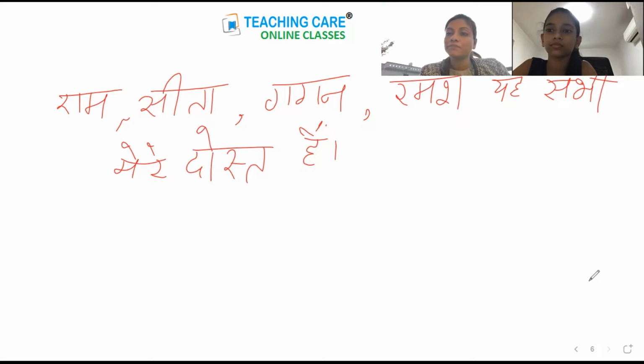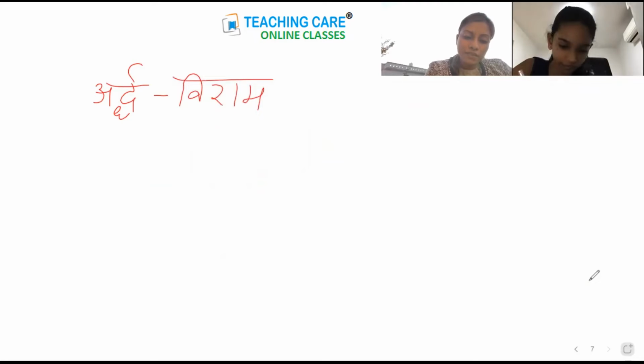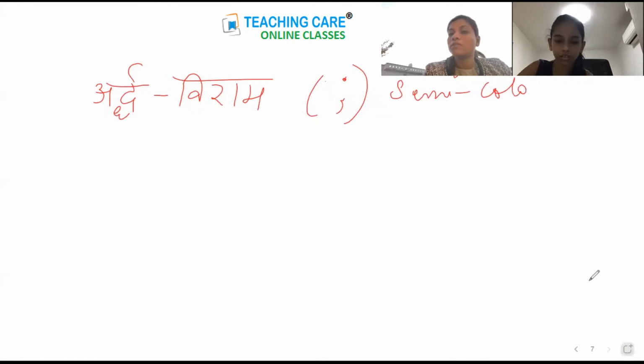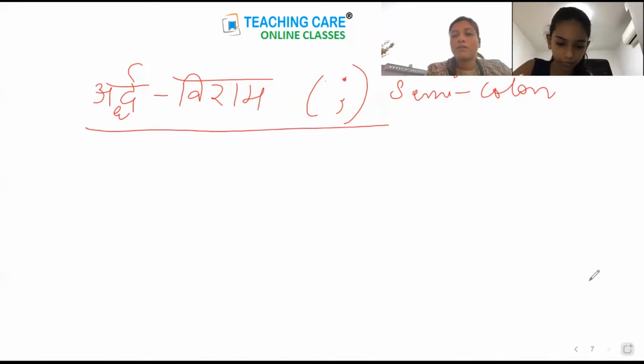Clear? Yes, ma'am. Okay. Now, next move to the second type of the viram chin, that is ardh viram. What is this called in English? Ma'am, it's a semicolon. Yes. Ardhviram, semicolon.